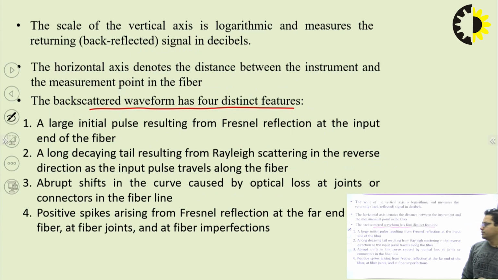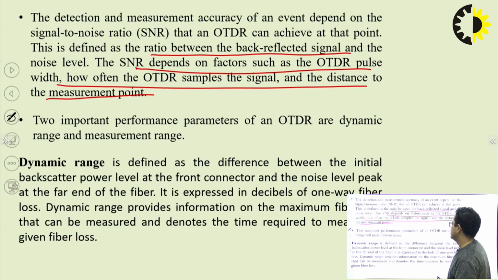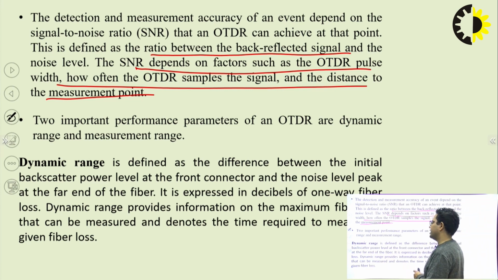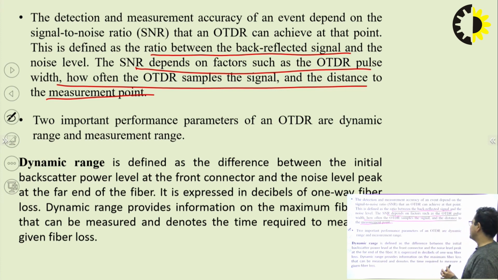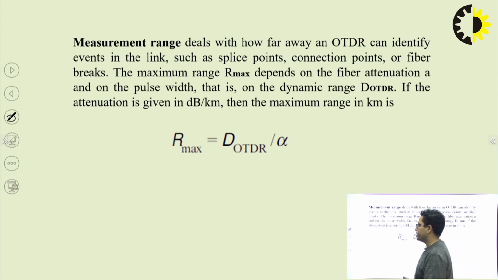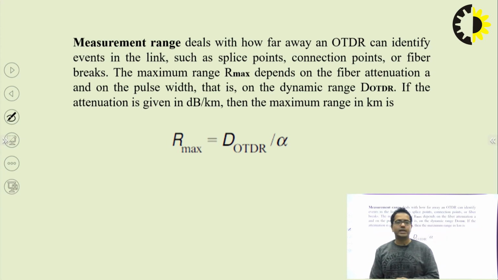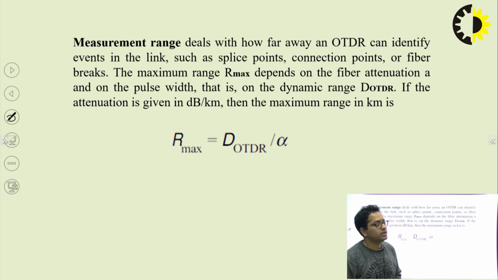Now, what information can one derive from the dynamic range? It provides us the information on the maximum fiber loss that can be measured and denotes the time required to measure a given fiber loss. Now the next important parameter associated with the OTDR is the measurement range. The first parameter we have discussed is the dynamic range, and another important parameter is the measurement range.